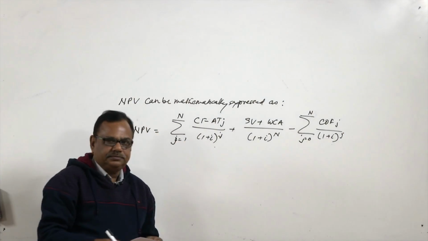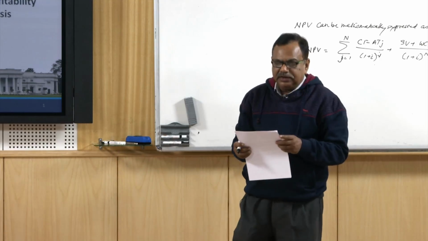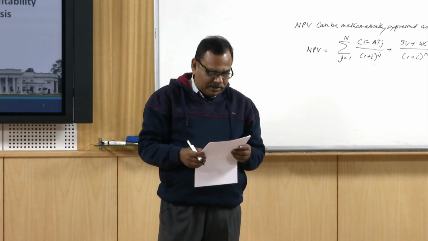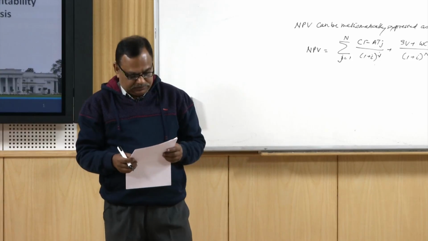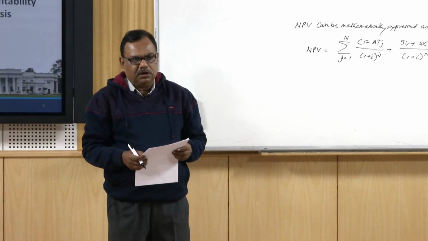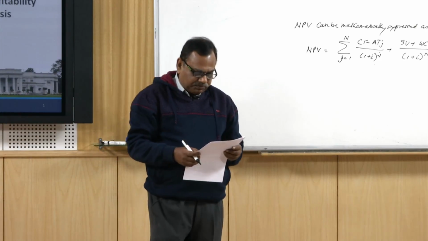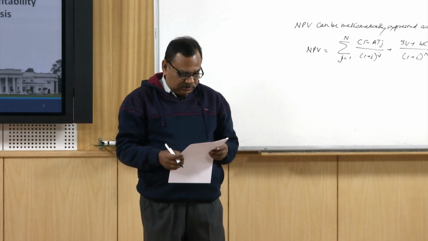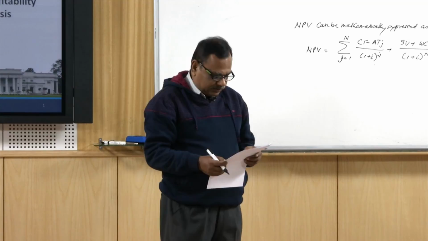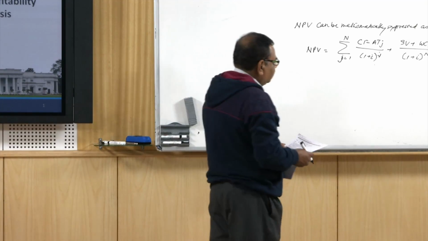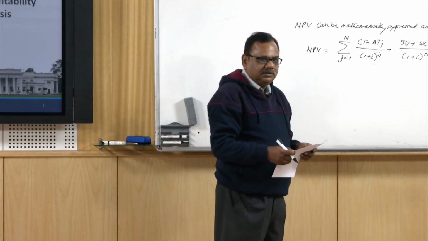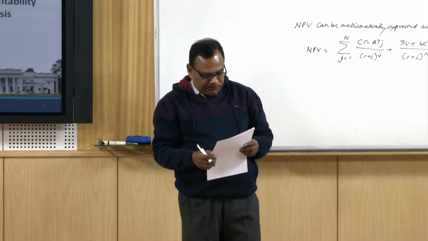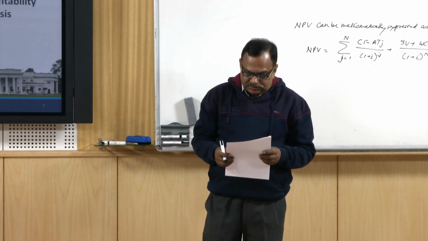Now, where CFAT_j is the cash flow after tax at the jth year, i is the rate of return generally based on cost of capital, n is equal to the lifespan of the cash flow of the project, SV is the salvage value of the project at the end of the lifespan, WCA is the working capital, COF_j is the cash outflow at the jth year. The accept-reject rule for a project evaluated by NPV is to accept the project if NPV is positive and reject if it is negative.